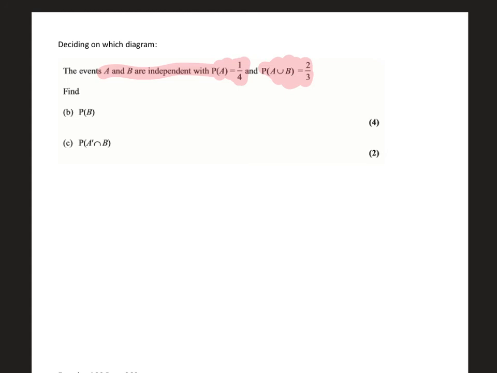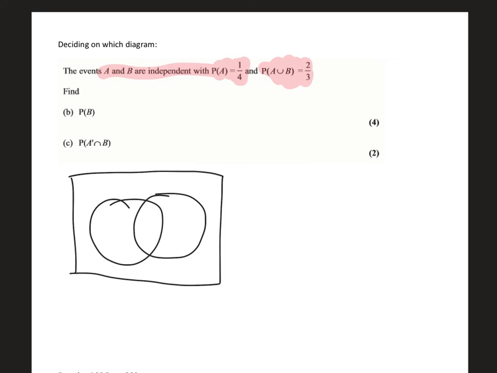Okay, well, let's have a go at thinking about this one. You can decide on any diagram you want, I guess. So let's say we wanted to do Venn first of all. So I've got A and B. I don't know the middle, so I'm just going to put X. And I know that A is a quarter, so this must be quarter minus X. I don't know what B is at all.